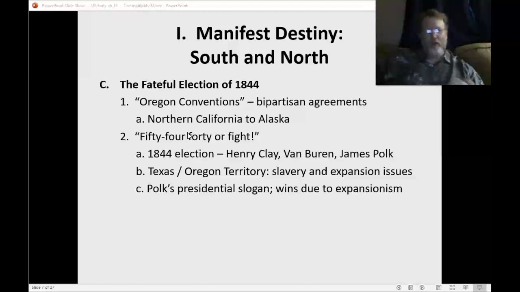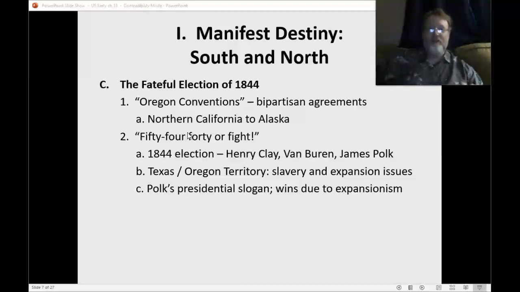However, wait a second, what about slavery? Polk's entire campaign completely ignores slavery. That's his way of getting around the slave issue. He doesn't even discuss it. He acts like it's not even there. Which, of course, is ridiculous.